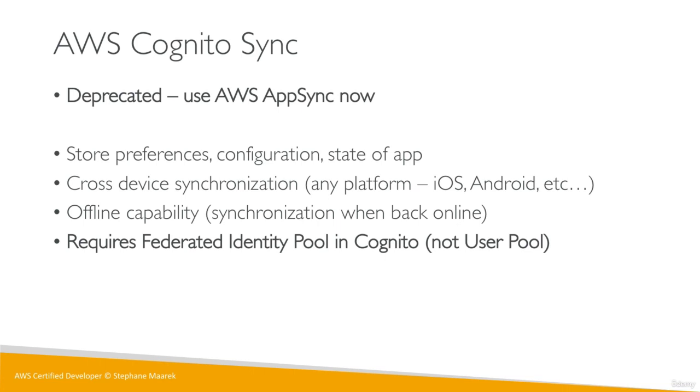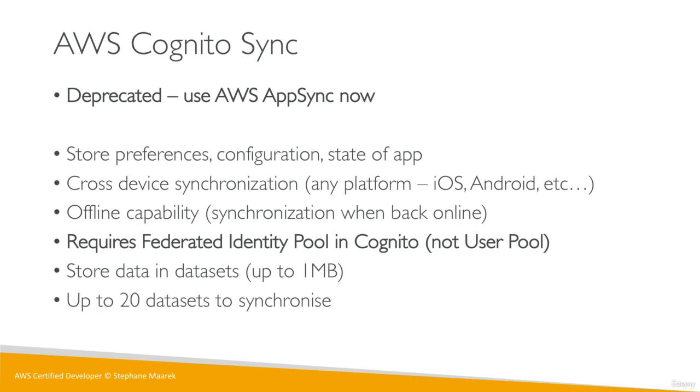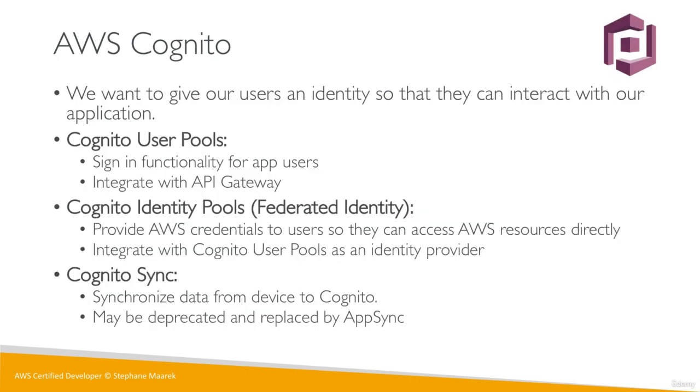To have it working well, you need to use federated identity pools in Cognito, not user pools, just something to know. The data is stored in datasets, and each dataset can be up to 1 megabyte, and we can have up to 20 datasets to synchronize. So that's it for Cognito. We should just know which product to use in which situations, and we've seen this. That's all there is to this lecture. I will see you in the next one.